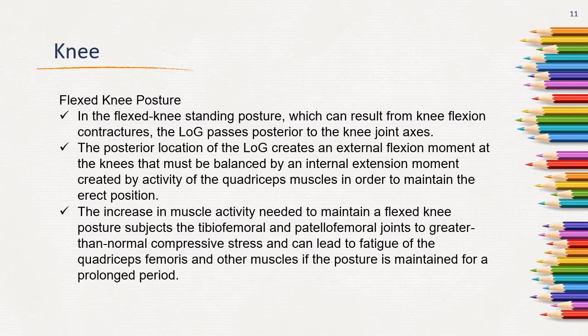In a flexed knee posture, which can result from knee flexion contracture, the line of gravity passes posterior to the knee joint axis. As a result, there will be an external flexion moment at the knee that must be balanced by an internal extension moment, which is created by the activity of the quadriceps muscles in order to maintain the erect position. This increases the muscle activity needed to maintain the flexed knee posture, which creates more stress on the tibiofemoral and patellofemoral joints. That ultimately leads to fatigue of the quadriceps femoris and other muscles if the posture is maintained for a prolonged period of time.